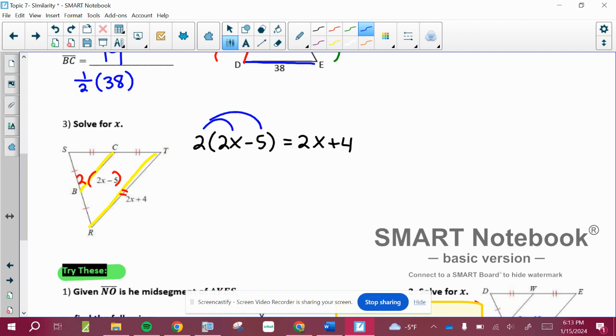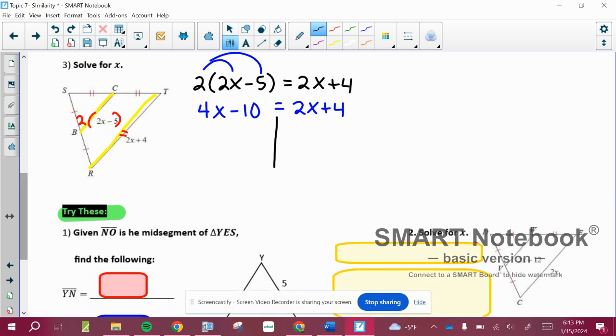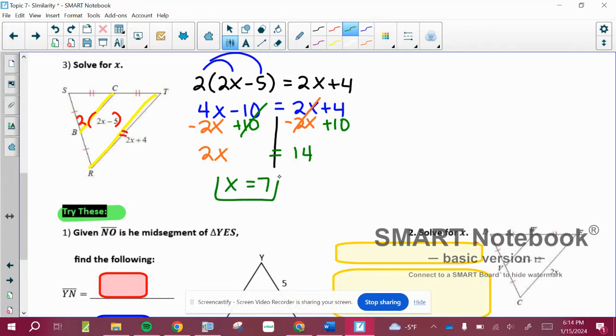Okay, so I'm going to distribute this. Give me 4x minus 10. Bring down my equal sign and everything on the right. And then the rest is just our algebra. Okay, so I'm going to get my x's on the left side. I'm going to subtract the 2x over. So that gives me 2x. I'm going to add the 10 to the right side. So 4 plus 10 is 14. So 2x equals 14. So that makes x equal to 7.